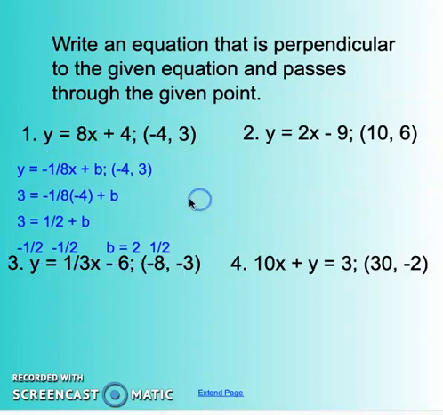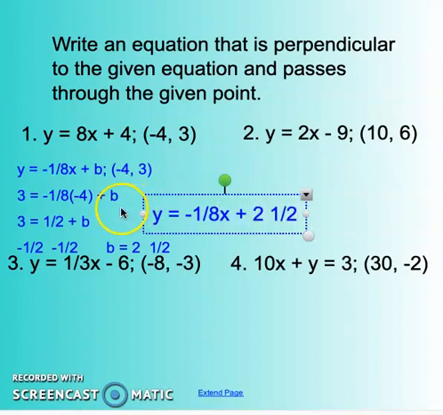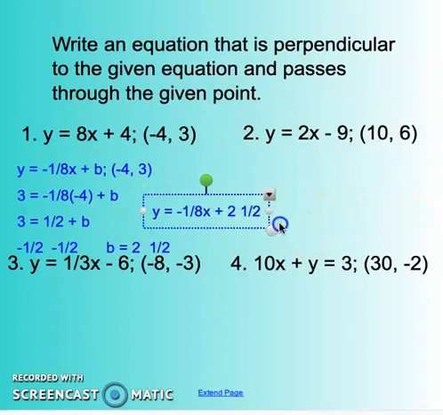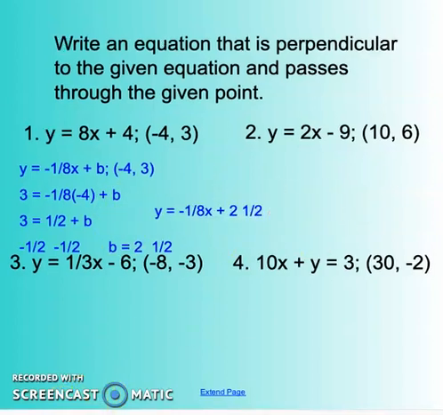So what would my final equation be? Exactly, y equals negative 1/8 x plus 2.5. Nice job. So let's do another one.